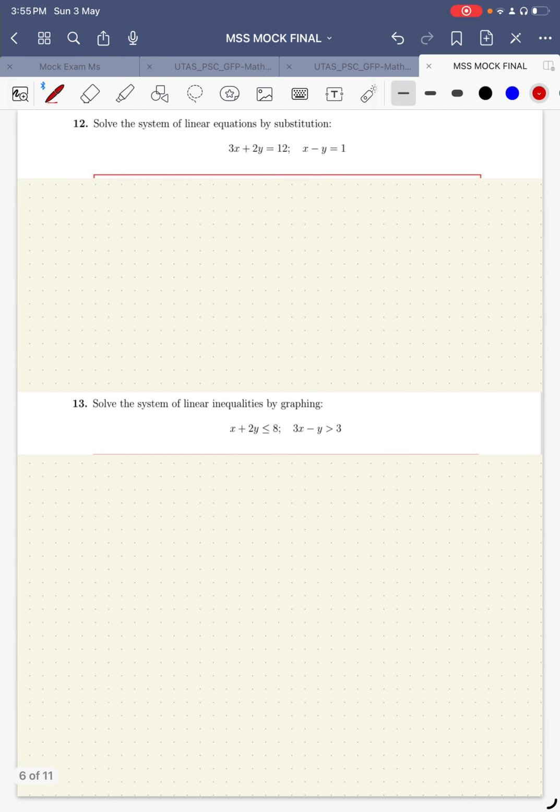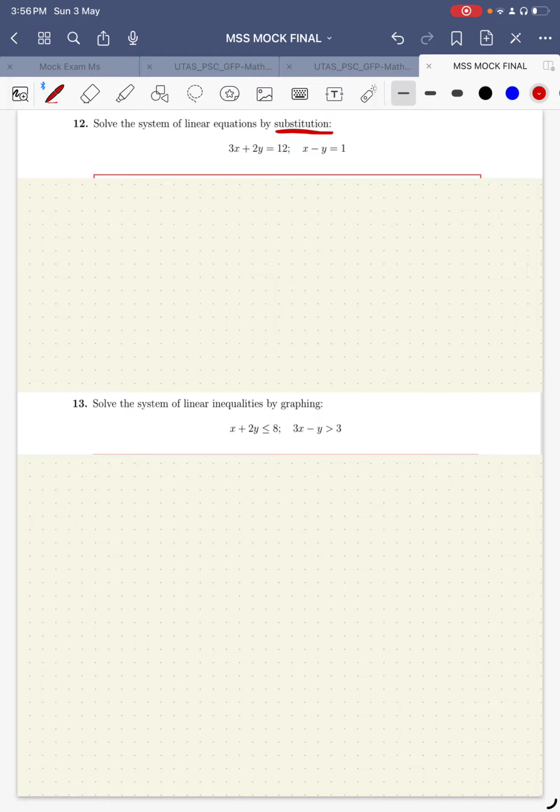Now let's go to question number 12. In question number 12, they ask me to solve the system of linear equations by substitution. Remember, in a system of linear equations, how many methods can we use? 3 different methods: substitution, graphing, and elimination. For now, they specify the method, so I have to solve it using the substitution method.